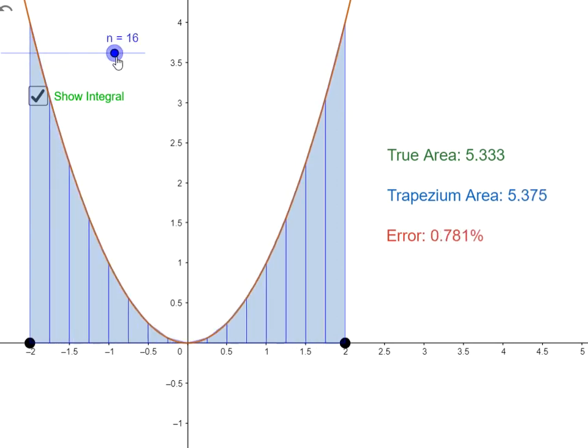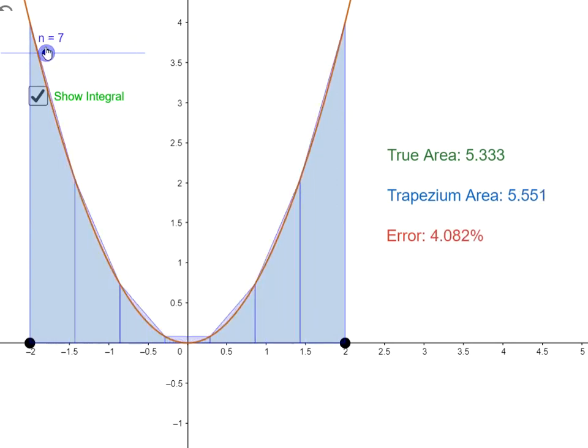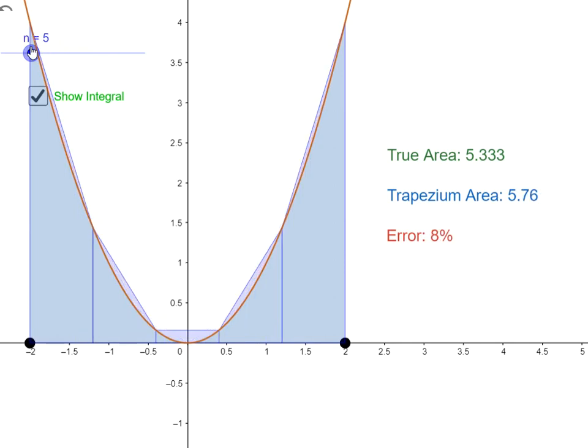Of course, we can improve on this by having more strips, but it's worth being aware of the fact that trapezium rule is always going to overshoot the curve because the curve has a constantly increasing gradient. It's going to be going faster at the end than it was at the beginning, so it's going to undercut the straight line that we're using to approximate it.